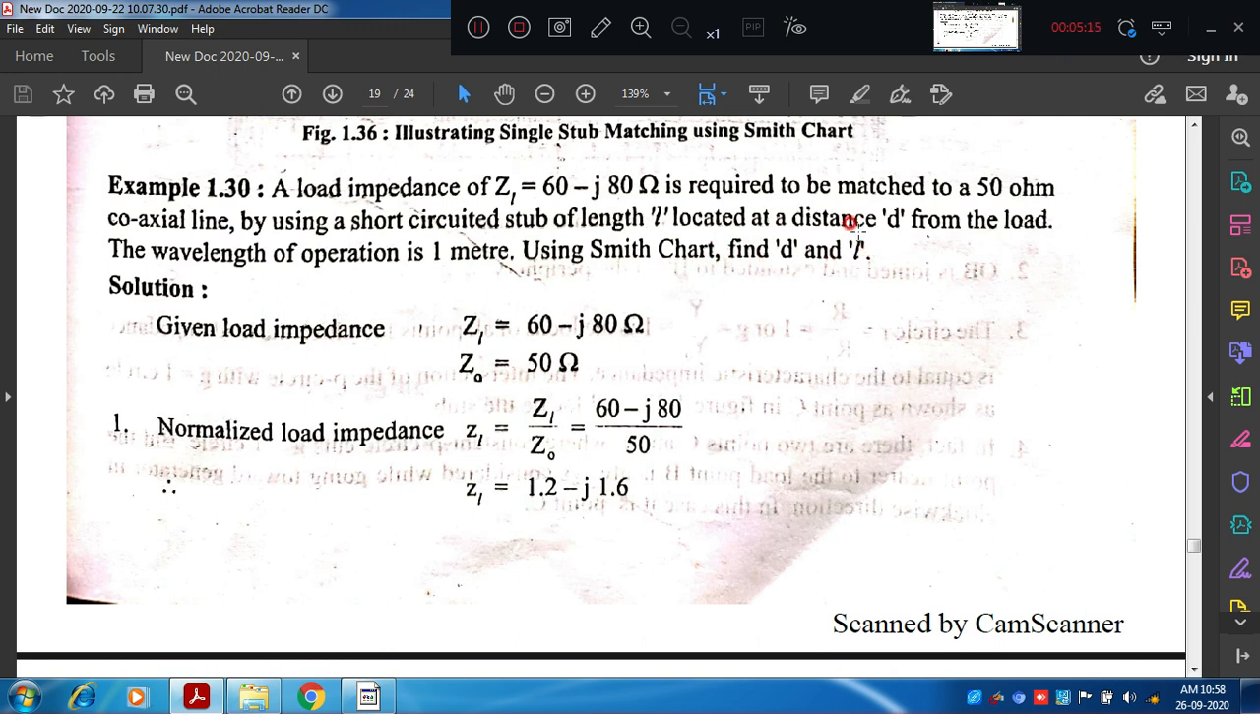So the meaning of this is: ZL is given, Z0 is 50 ohm, and lambda is 1 meter. All these three values are given. We need to find D and L using single stub matching, that is, using the Smith chart. Right. What is the first step?